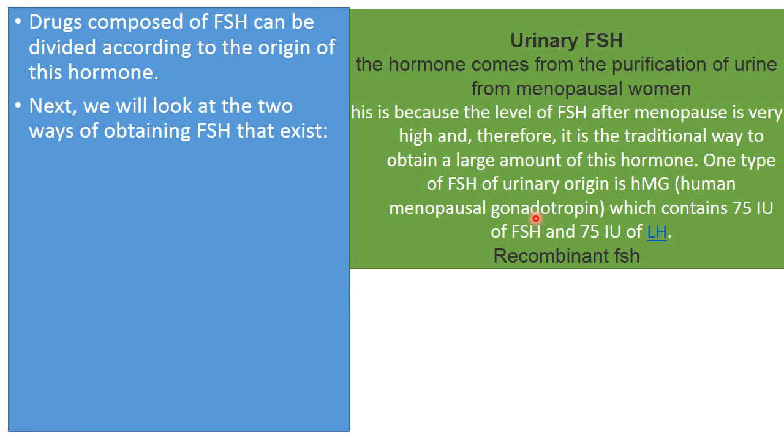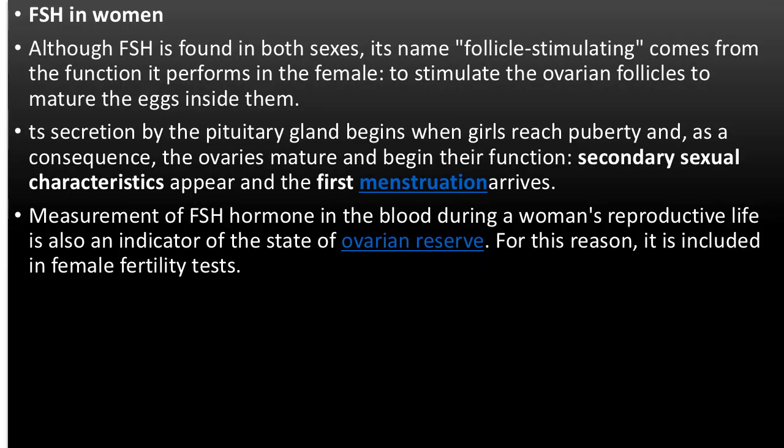If there is a low FSH level in a person, we provide HMG, human menopausal gonadotropin, which contains 75 IU of FSH and 75 IU of LH. And another treatment for this is recombinant FSH. We make genetically recombinant FSH to provide the FSH level in the body.